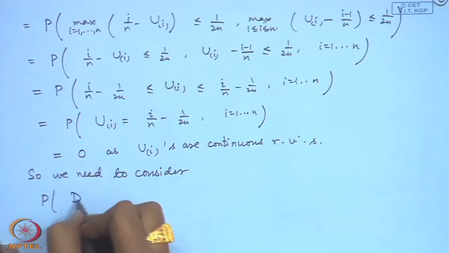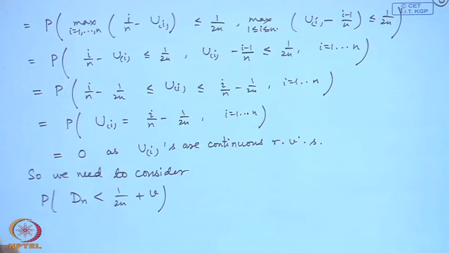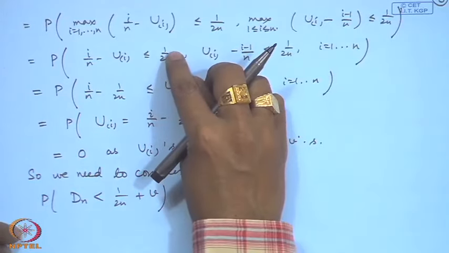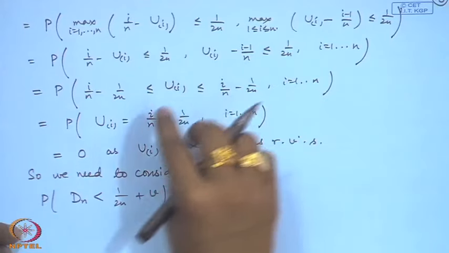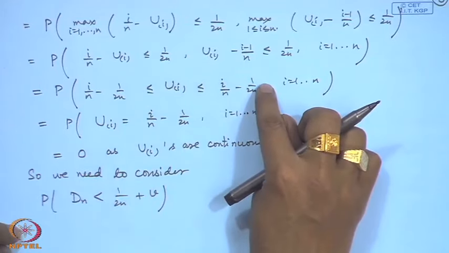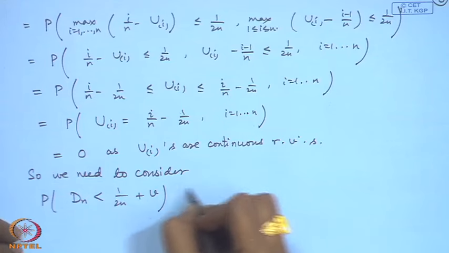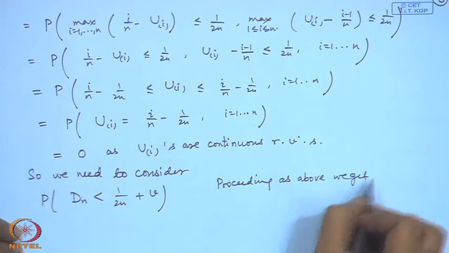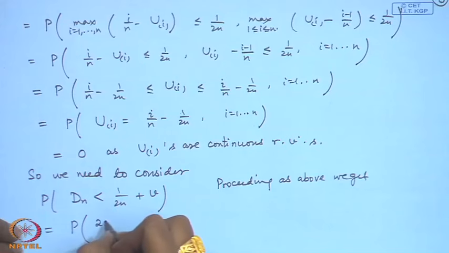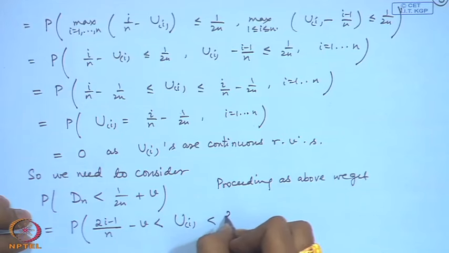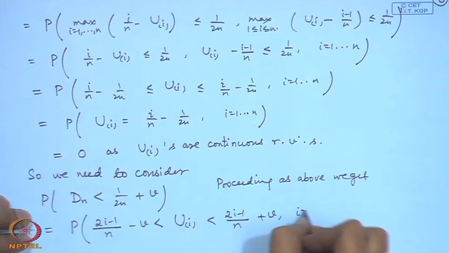the probability of D_n less than 1 by 2n plus v, okay, going as before. What will happen here? Here I will get 1 by 2n plus v, here I will get 1 by 2n plus v. Then if I have this term here, I will get minus v here and here I will get plus v. So, proceeding as above, we get this is equal to the probability of (2i minus 1) by 2n minus v less than u_i less than (2i minus 1) by 2n plus v, i equal to 1 to n.